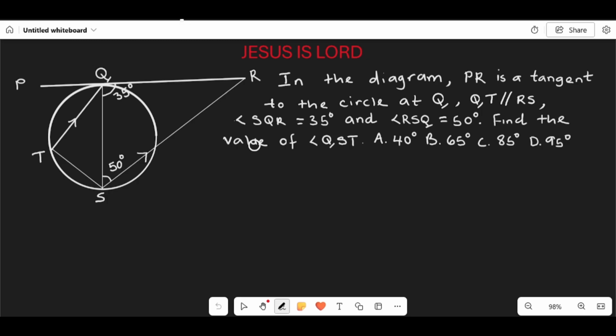In today's tutorial, we want to consider this question. Solution.